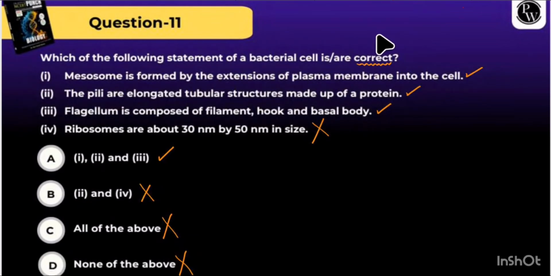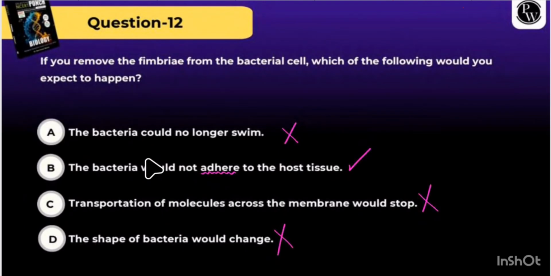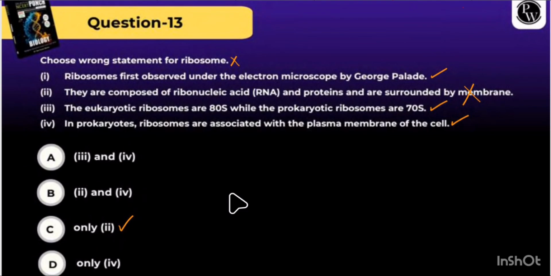Correct. Now he is asking: mesosomes are formed by the extension of the plasma membrane into the cell. The pili are elongated tubular structures made of protein. Flagellum is composed of filament, hook and basal body. Options 1, 2, 3 are the correct answer. If you remove the fimbriae from the bacterial cell, what would we expect to happen? Obviously, the bacteria would not adhere to the host tissue. Next, the wrong statement for ribosomes. Ribosomes were observed under the electron microscope by George Palade. They are composed of ribonucleic acid and proteins and are surrounded by a membrane. No, that's wrong. So option C, only 2, is wrong.